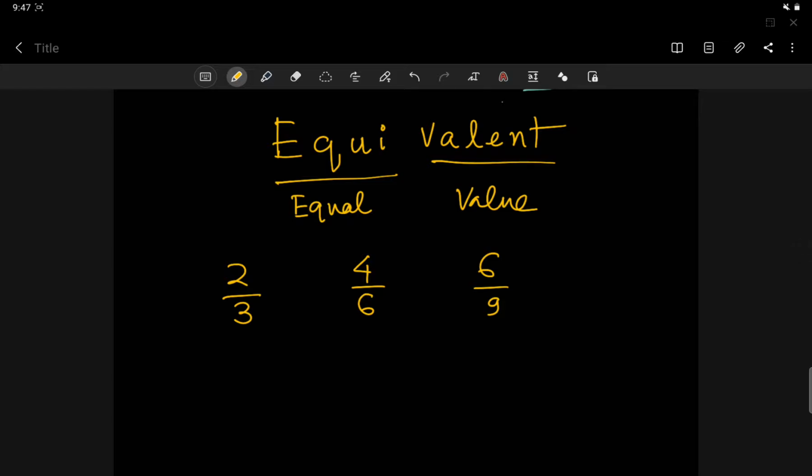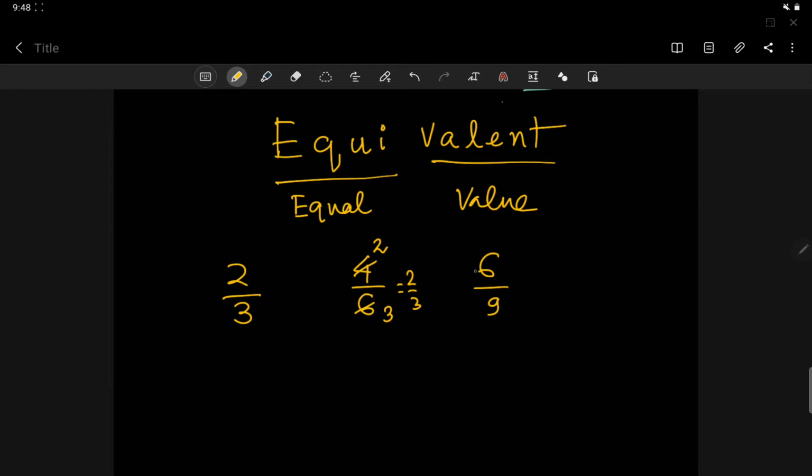Sir, how did you say that they are equivalent? They look different. So how did you say that they are equal? They look different, but their value is the same. For 4/6, if I divide by 2, it will come 2, because 2 2s are 4. If I divide 6 by 2, it will come 3. You can check, it will be 2/3, the same as 2/3.